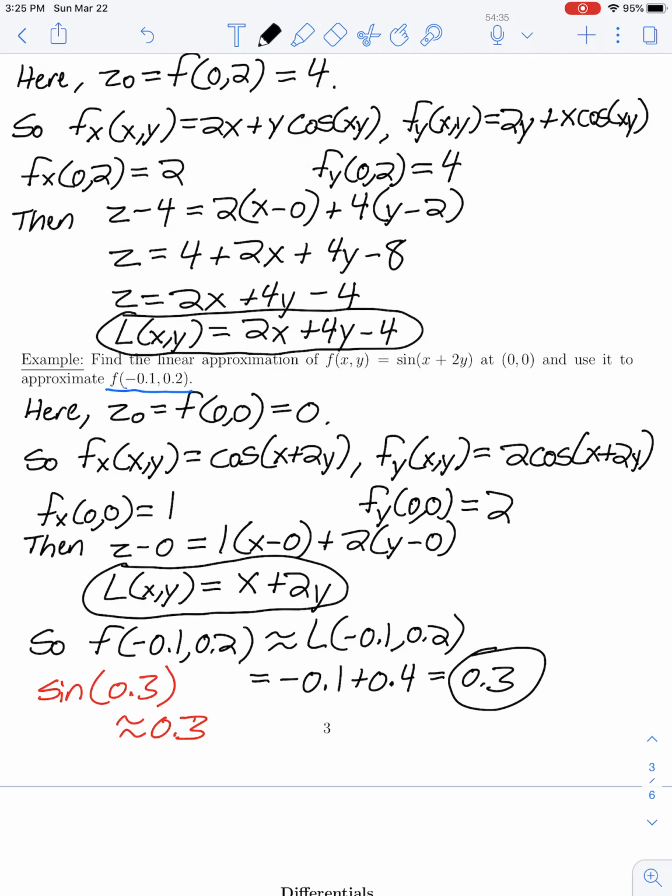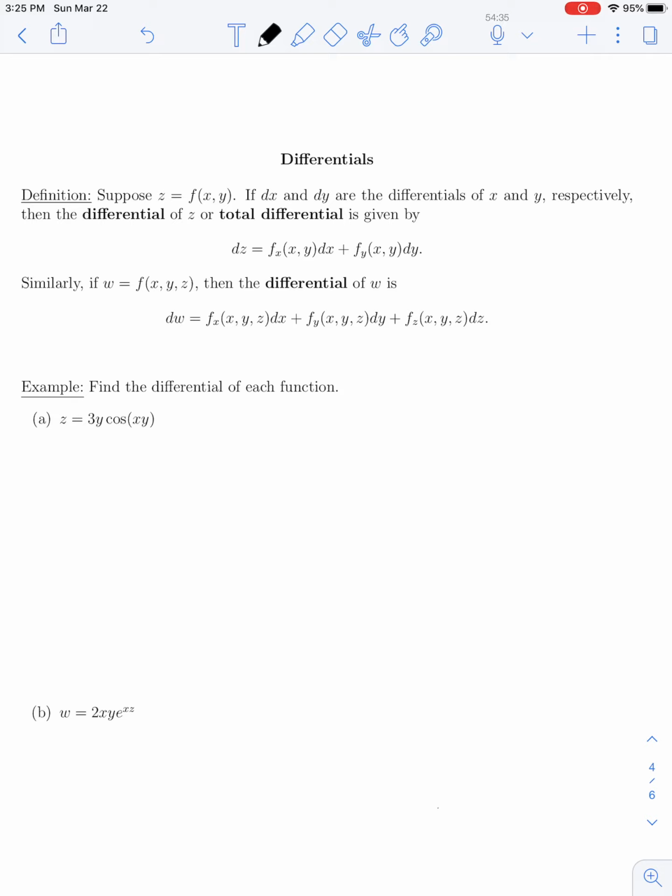Now, in the last part of our section, we're going to introduce the concept of differentials for multivariable functions. You might recall working with differentials a lot in your Calculus 2 class. For instance, if we have some function, say y equals f of x, then we would define the differential dy to be f prime of x times the differential of x.